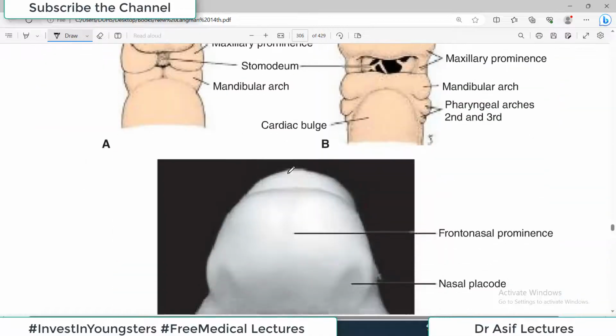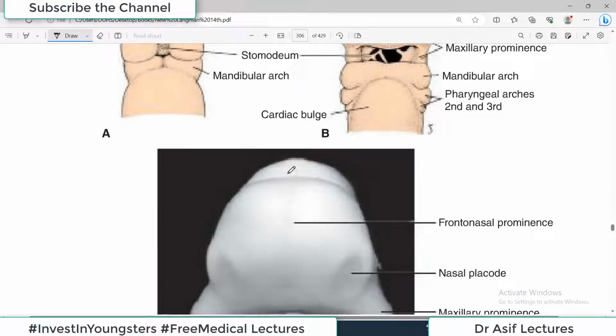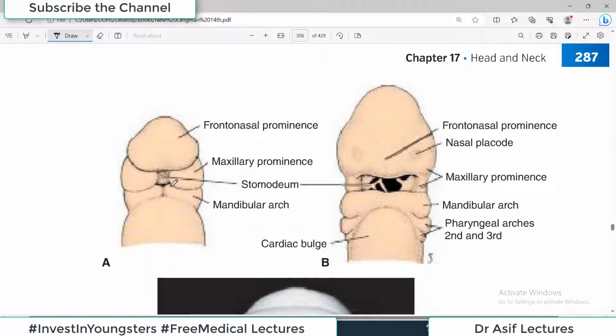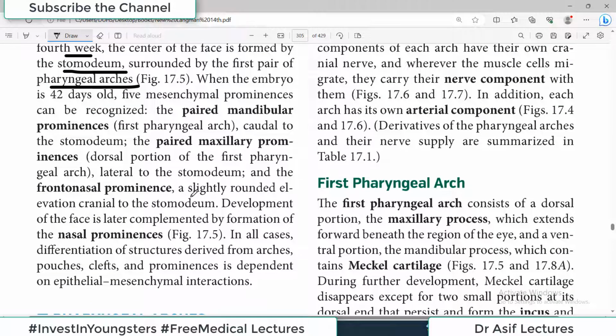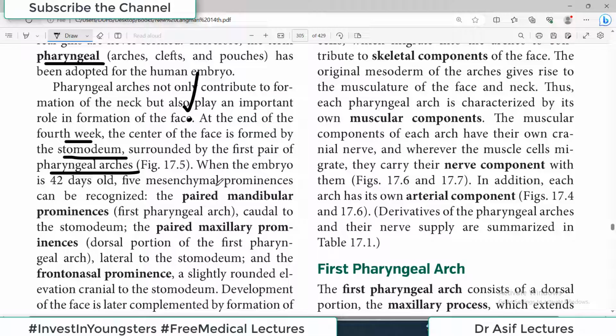So if we look at the diagram, figure 17.5, this one. So this is the oral opening area. Stomodeum is what we call it. Stomodeum is starting to be surrounded by the pharyngeal arches. Okay, so pharyngeal arches are important in formation of the neck as well as head structures.